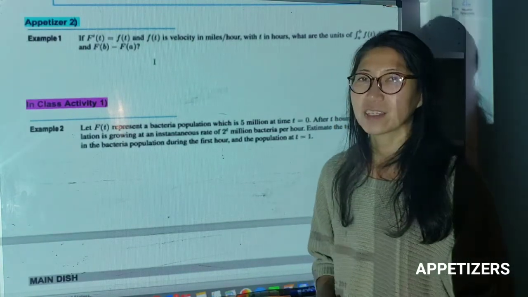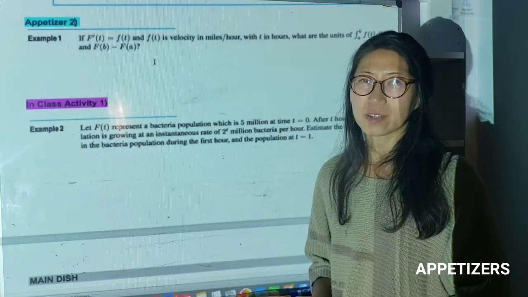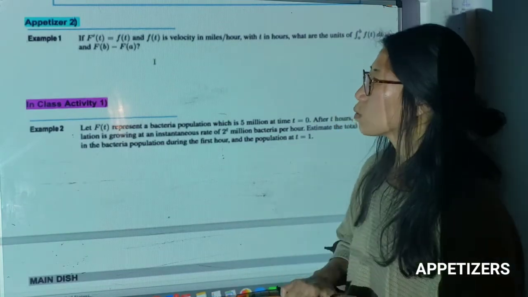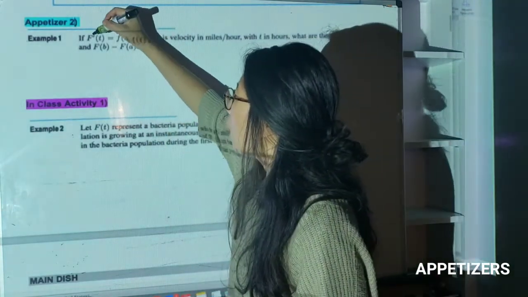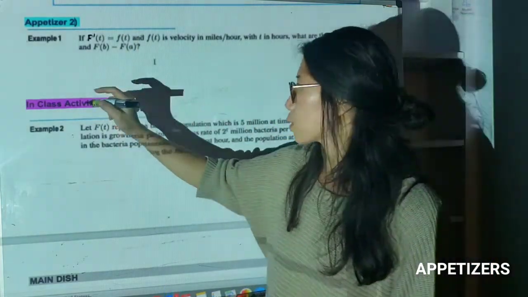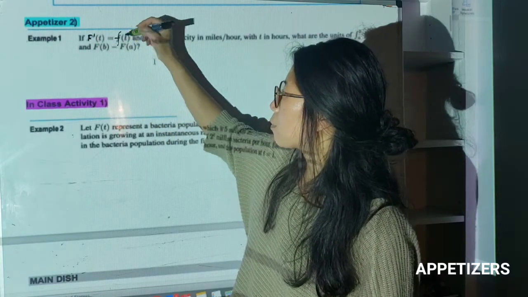Okay, so our second appetizer is about finding the unit. As I said, units are very important in calculus. Also, they give us a lot of hints. So carefully, what will be the unit here? Here it says big F prime. That means your original function is big F, and if you take a derivative, that becomes a little f function.